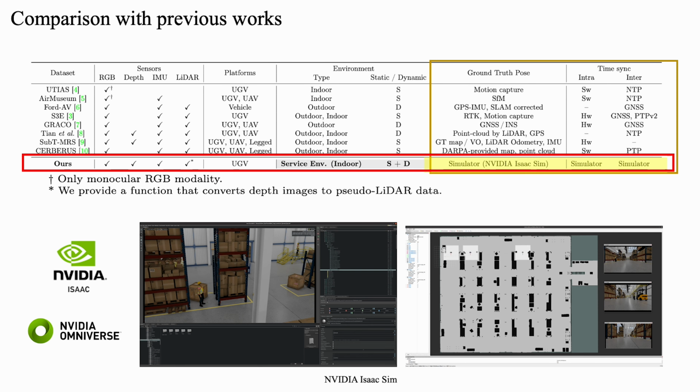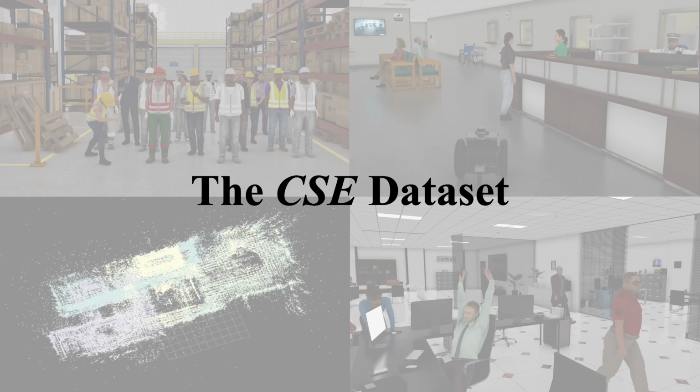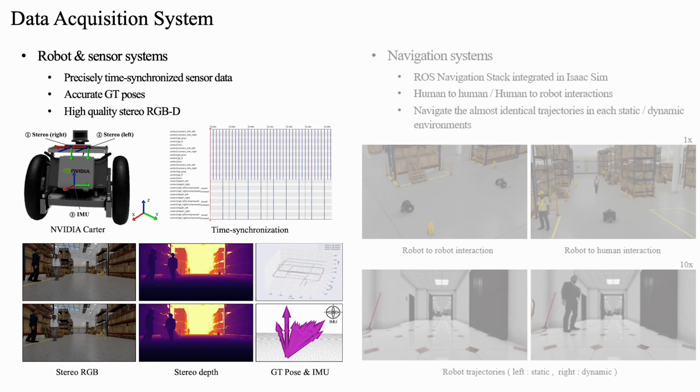We also leverage simulation to acquire accurate GT poses and precise time-synchronized sensor data even in GPS-denied indoor environments. We utilize NVIDIA Isaac Sim, which provides photorealistic environments and sensor data. Here's an introduction of our dataset. As a robot platform, we utilize the NVIDIA Carter, which is a differential drive robot with 2 wheels on each side. We also provide various sensor data such as stereo RGB images, stereo depth images, inertial measurement unit data, and GT poses through NVIDIA Isaac Sim. Since these data are based on a simulator, they are all exactly time-synchronized, even between different robots.